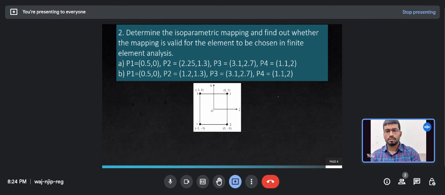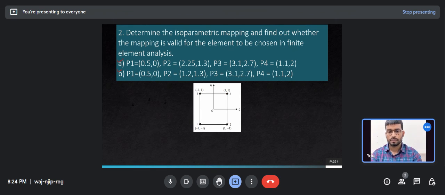Moving to the next column, in this we have to determine the isoparametric mapping, and then find whether the mapping is valid for the element or not. Right? Here this is the first element, this is the second element. The coordinates of the first and second elements are given, right? And they are four-noded elements.